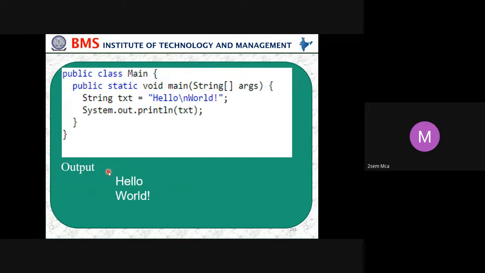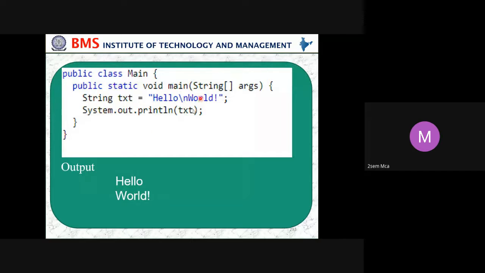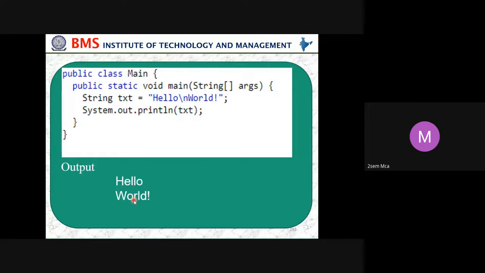Okay, I've just given one program. In the same program, instead of backslash n, you use backslash r one time, next time backslash t, next time backslash b. Like this, backslash b and backslash f, all these you can try out in the same program and check how your output will be. Yes? Okay. Next we move on to string operations.